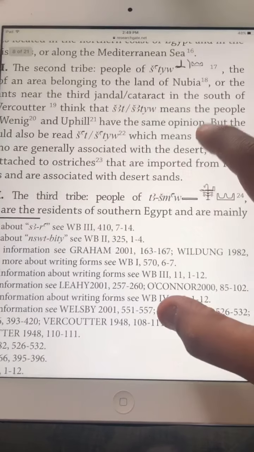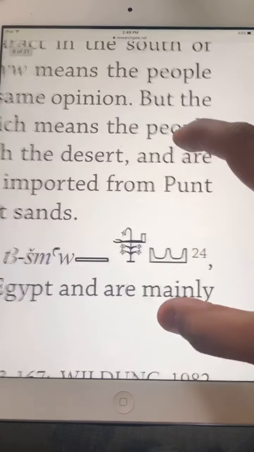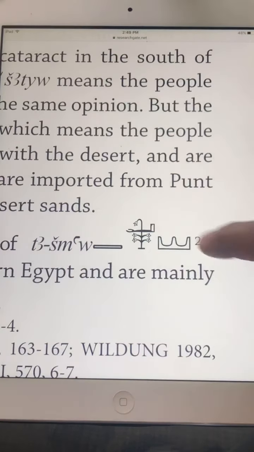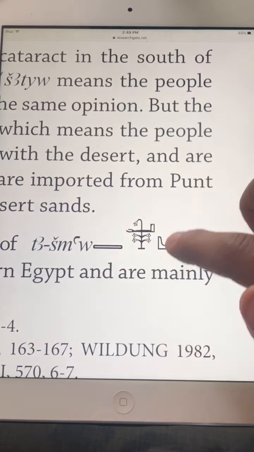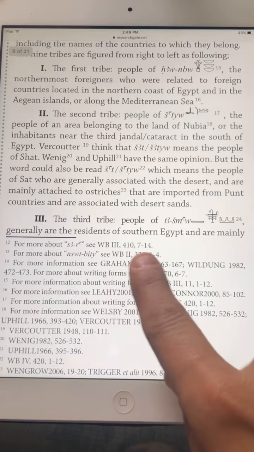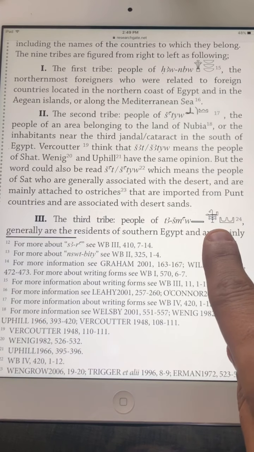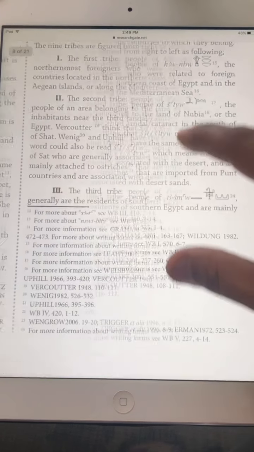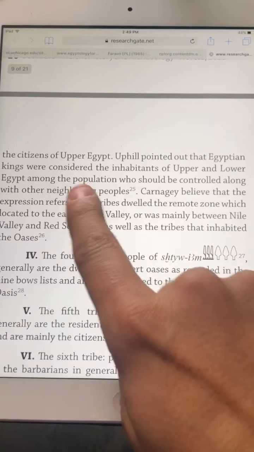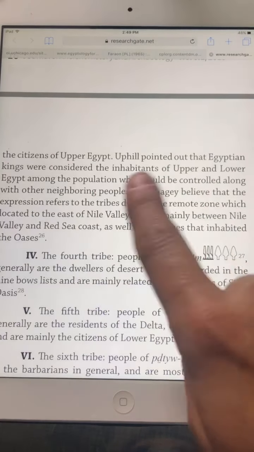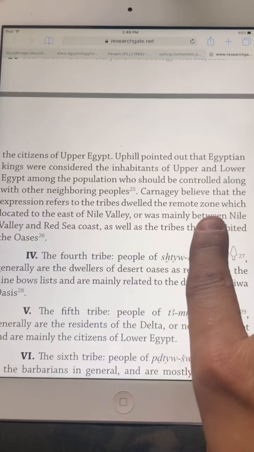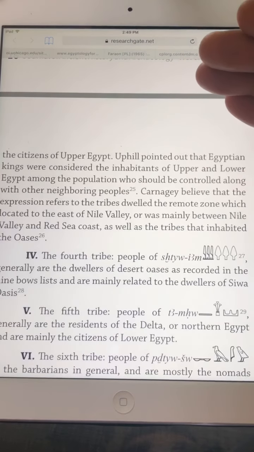The third tribe is known as the Ta. Here, let's get over closer. The third tribe is known as the Ta Shemeu. The Ta means the land. This is the word for south and desert. And these are generally the residents of southern Egypt, you can see the word south, mainly the citizens of Upper Egypt. Uphill points out that Egyptians were considered inhabitants of Upper and Lower Egypt, among the population that should be controlled and so on and so forth, but they're Upper Egypt area people.